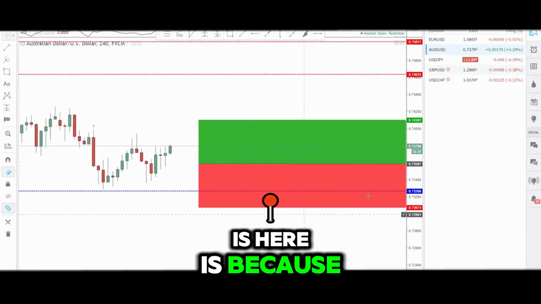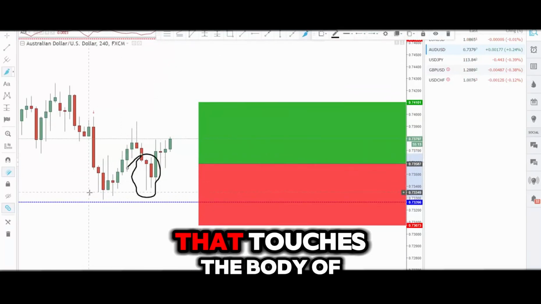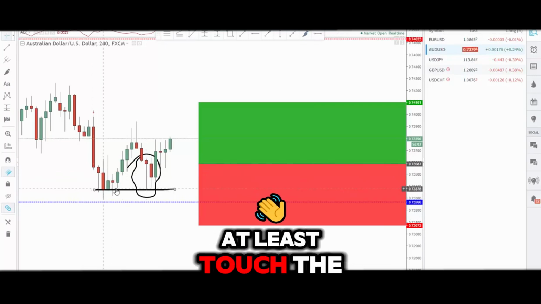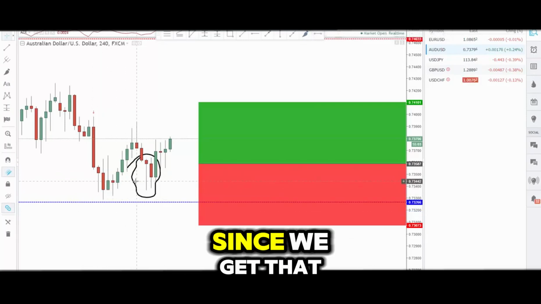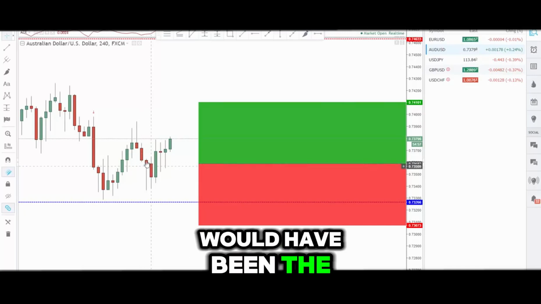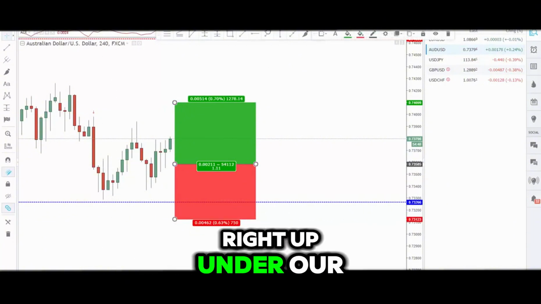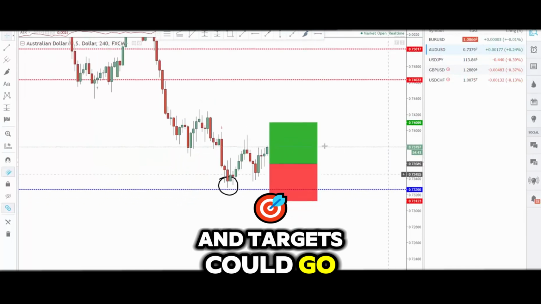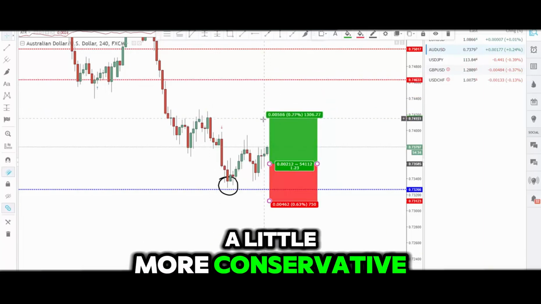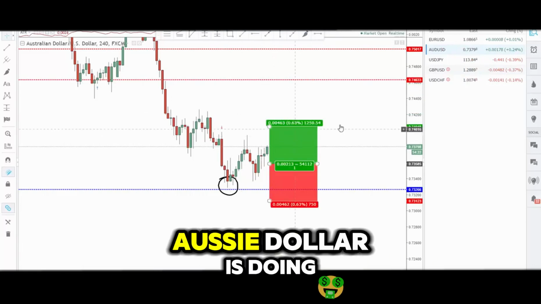The reason our entry is here is because if you take a look, this candle here is actually the one that touches the body of these candles, which is what I look for in a double bottom. The wick of the second bottom must at least touch the lowest bodies of the first bottom. Since we get that, then my entry, if I was trading using this specific set of rules, would have been the close of that candle. So that's why our entry is placed right in there, and we would be looking at stops right up under our first swing low here, and targets could go as far up as our next level of major structure, or we could get a little more conservative and take first targets off at a 1-to-1 risk reward and have second targets up here close to this level. So that's what the Aussie dollar is doing right now.